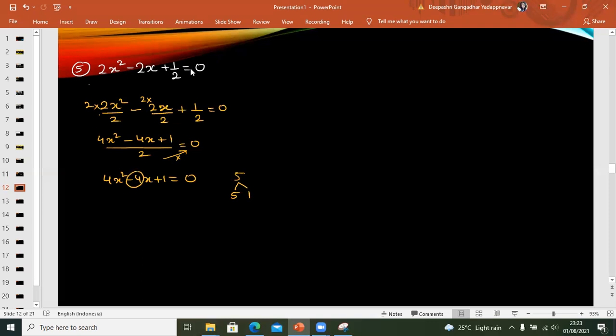So what do we have to do here? The answer is positive 4. 4 multiply 1 is positive 4. But here the middle term is negative 4. So if you put negative here and positive here, you will get negative 4, no doubt. But when you multiply negative 4 with positive 1, you should get negative 4, but here it is positive 4. So that's why this solution will not work here.